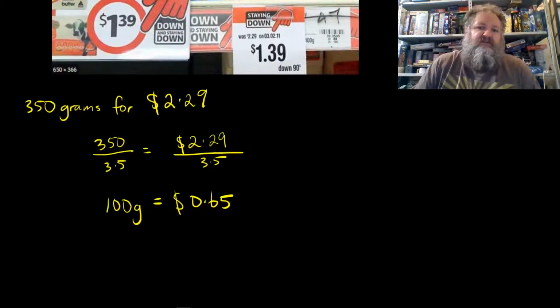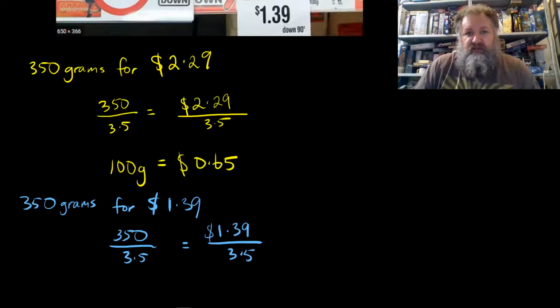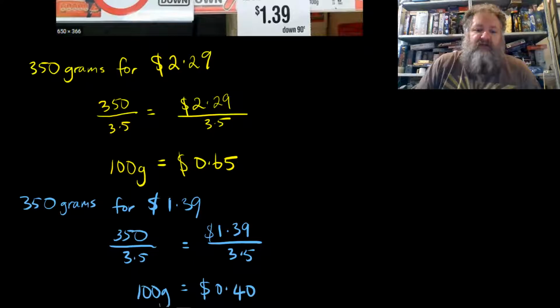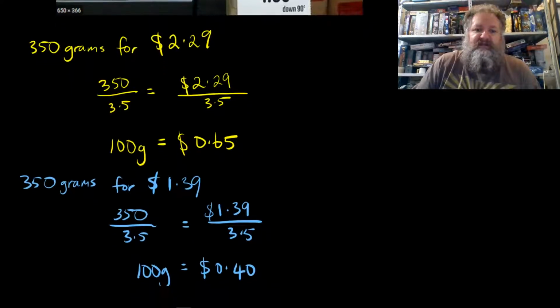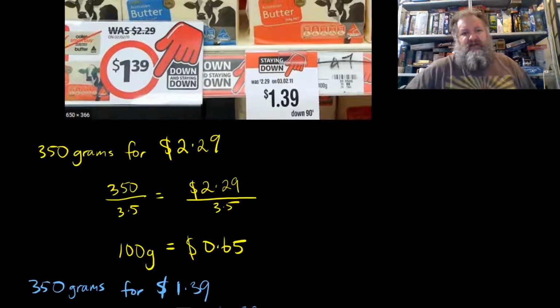Well, what about the unit price for the markdown? When we have 350 grams for $1.39, how does it change? Well, it's the same idea. We'll divide both sides by 3.5 so that my left-hand side becomes 100 and my right-hand side then will show that the unit price is now 40 cents, which is great. That's a big reduction. The other interesting thing about this particular piece of advertising is it doesn't actually say how many percent it's reduced. It just doesn't do it, which is an interesting thing.